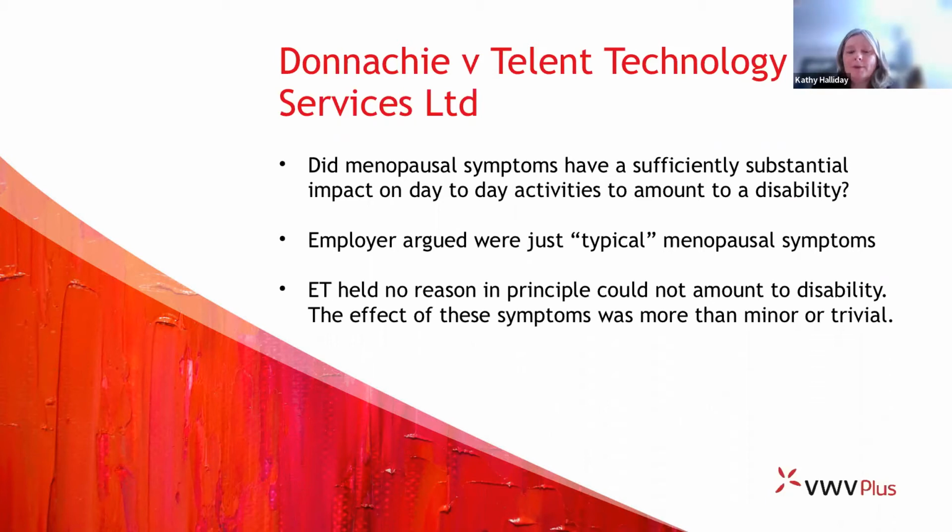So Miss Donnachie had some symptoms of menopause. She had hot flushes 7 to 8 times a day. She had palpitations, feelings of anxiety, and these symptoms increased if she was under stress or pressure. She then also started having night sweats, which interrupted her sleep, and this cumulatively resulted in her feeling fatigue, suffering from anxiety, and memory and concentration difficulties.